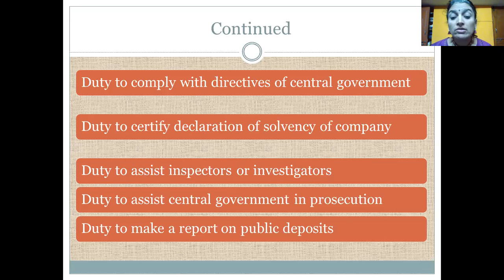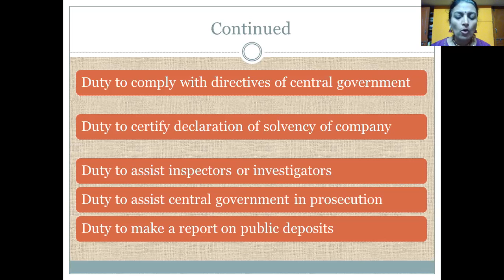Duty to assist inspectors and investigators: if they are appointed and undertaking investigation work, then he has to assist them. Duty to assist the central government in prosecution. If the central government is in a court of law, then it needs some help. In such a situation, it is the duty of the auditor to assist the central government, because he knows everything about the company. He is as good as a family doctor of the company in the financial aspect. Therefore, his truthfulness is held in the court of law. Therefore, the court believes him and he has to assist.